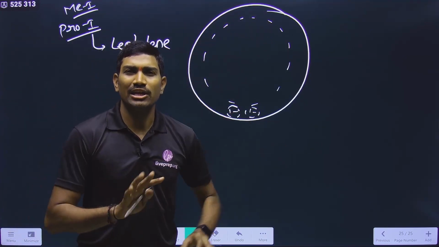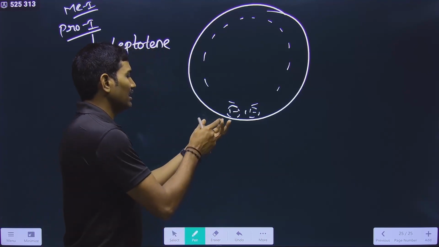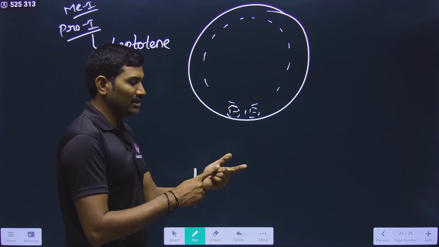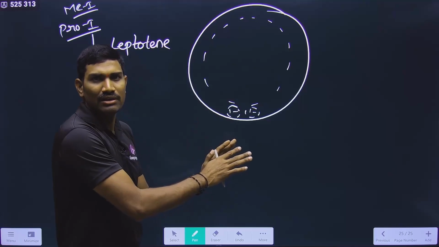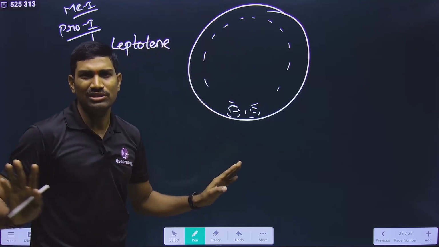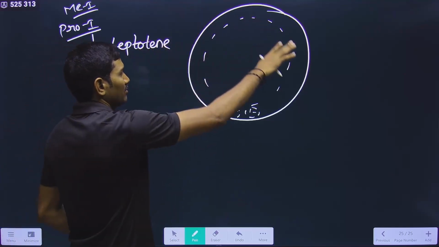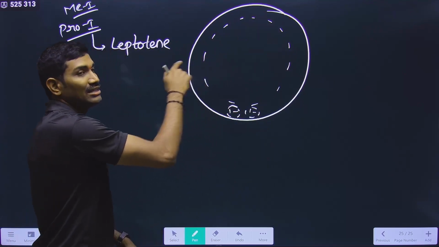But slowly we cannot show that. So what I will do is, for leptotene, zygotene, pachytene, and diplotene I will keep it here only. Finally in diakinesis I will show it on opposite sides. That will be better. Okay. This is for the centrosome. And next one, regarding the chromatin.